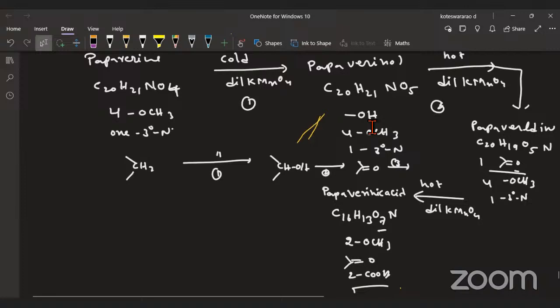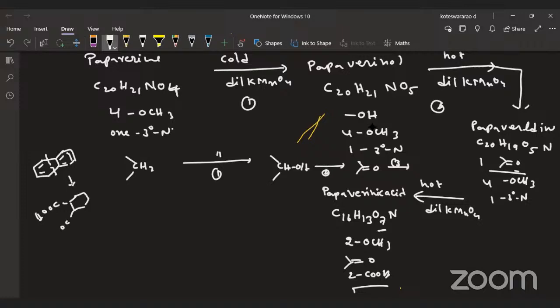In the oxidation of papaverine to papaverinic acid, an aromatic ring is oxidized. That is the reason two carboxylic acid groups are formed, from one of the benzene rings. This is the oxidative degradation of aromatic substances. Suppose this kind of aromatic substance is there; these bonds undergo oxidation, leading to the formation of two COOH groups. The aromatic ring undergoes oxidation, leading to a dicarboxylic compound. That clearly indicates that papaverine and papaverinic acid have a keto group.